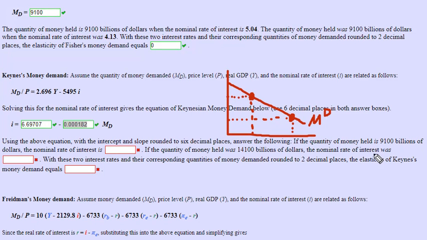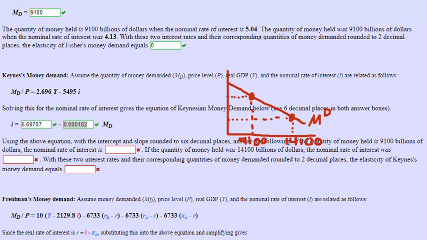Okay, initially, or so in the end, we have 9,100. Quantity of money is $9,100 billion. And then I got to calculate the interest rate. If the quantity of money held was 14,100, right? 14,100. So I got 9,100 and 14,100. So I need to calculate the interest rate using this equation rounded to 6 decimal places.